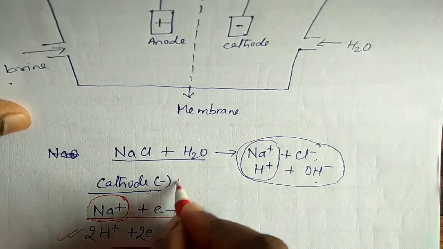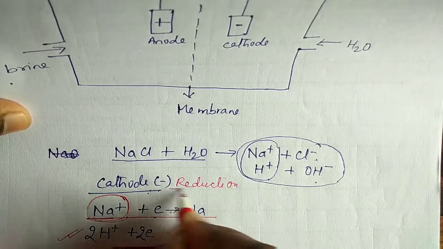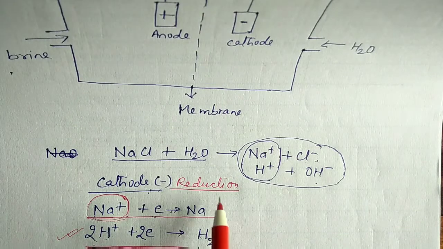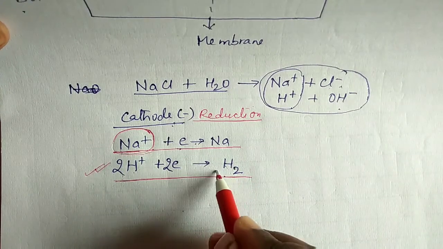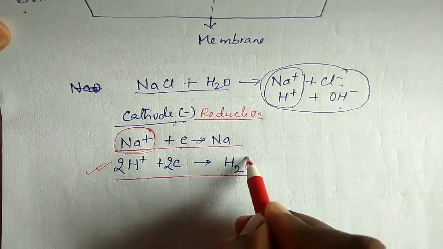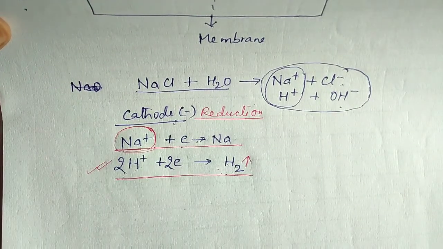So on cathode, what reaction occurs? Reduction. This is more important, you have to remember this. On cathode, reduction is taking place, and whose reduction? Reduction of hydrogen ion is taking place. And what is the product formed at cathode? Hydrogen gas is evolved. The upward arrow indicates the formation of a gas.